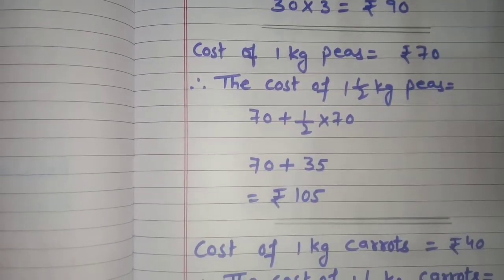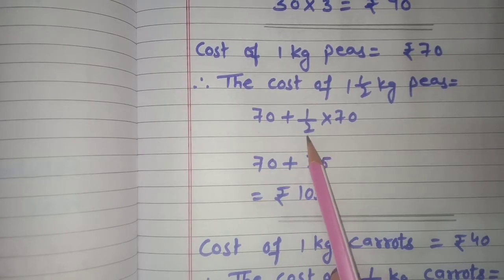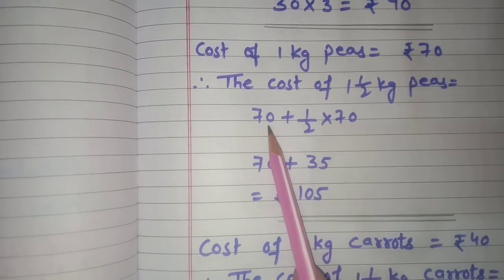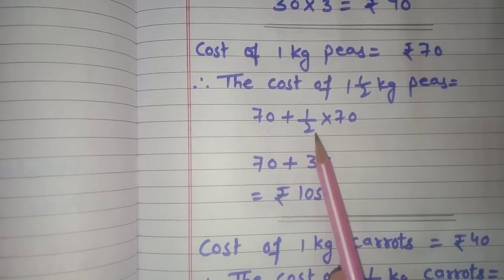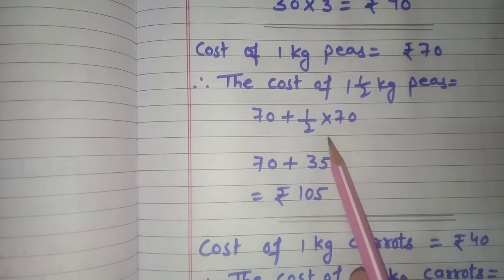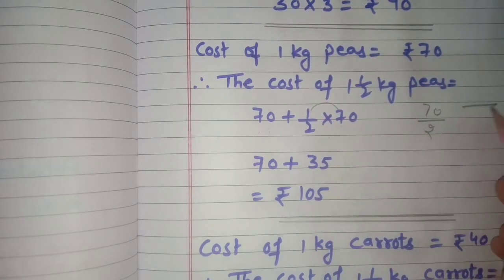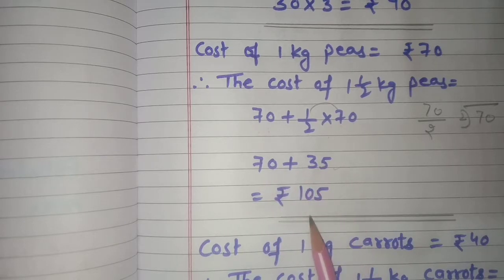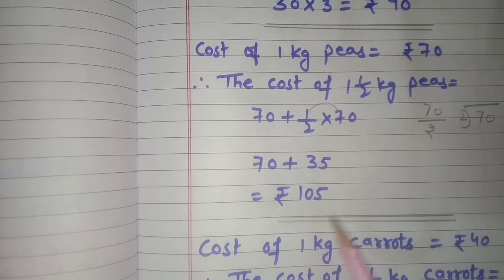So how will we find that? Write down the cost of 1 kg peas, then find the cost of half kg peas. So whatever is the cost of 1 kg peas, you will multiply it by half, or you can directly divide 70 by 2, or you can use the long division method. So you will get 35, and 70 plus 35 is rupees 105. It means she bought 1.5 kg peas for rupees 105.